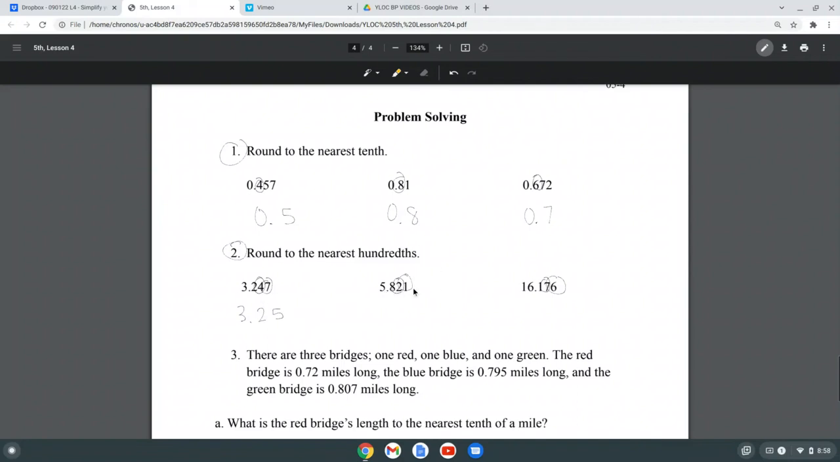5.8, and then 2, and then 1. So then we look at 1. 1 is less than 5, so it'll be 5.82. And 16.6 is greater than 5, so 18.